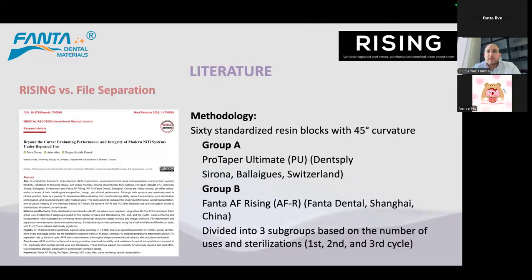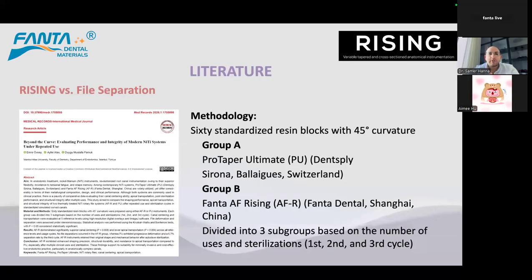One good thing about the Rising is that now we have literature published talking about this system. The literature was peer-reviewed in good journals, and this qualifies the file and the system, to make sure that it's going in the right direction. So, we're going to be talking about two studies.